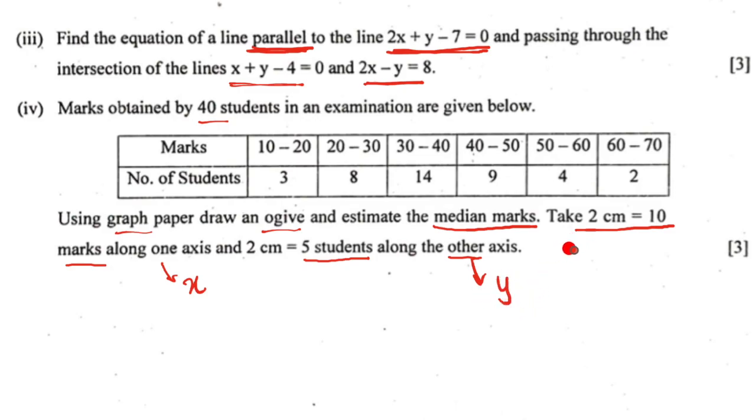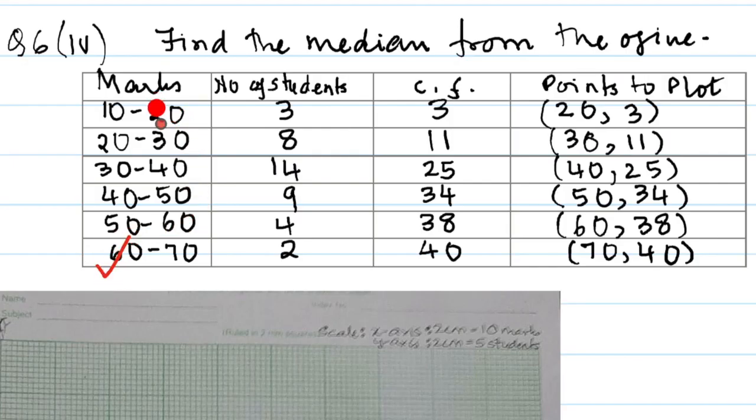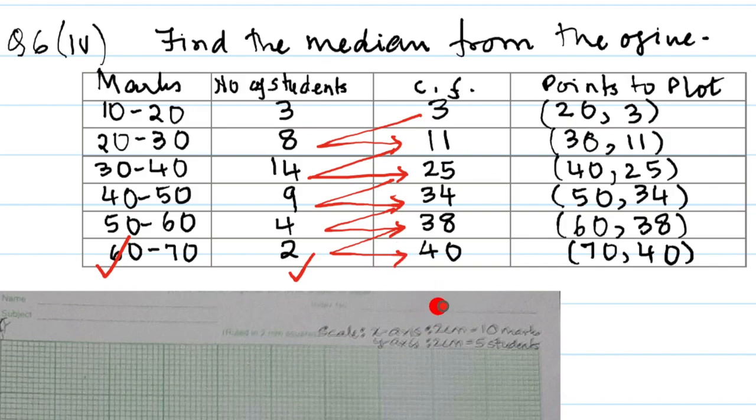Okay, let's look at the graph and let's look at the table. So we make the table with the marks, the number of students, and the cumulative frequency we'll need for the ogive. So 3 stays here. 3 plus 8 gives 11. 11 plus 14 gives 25. 25 plus 9 gives 34. 34 and 4 gives 38. And 38 and 2 gives 40.